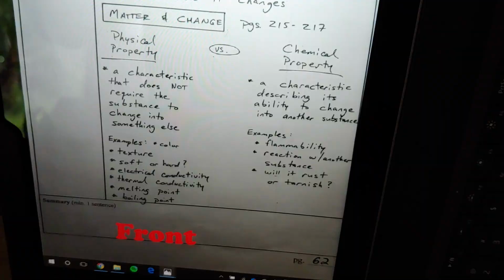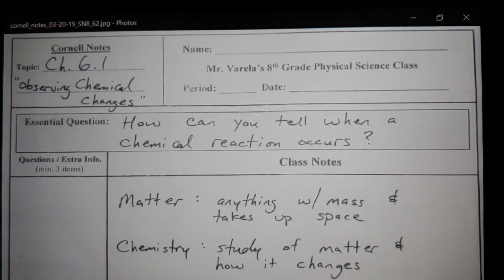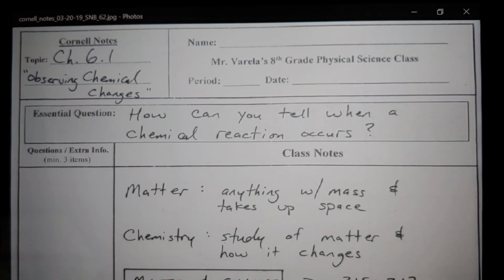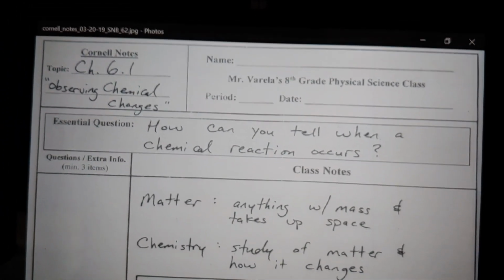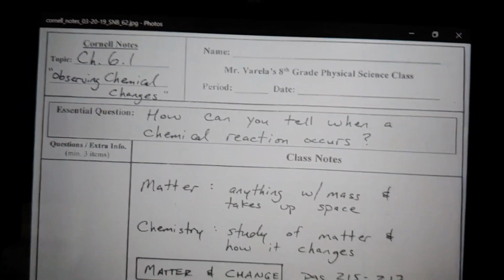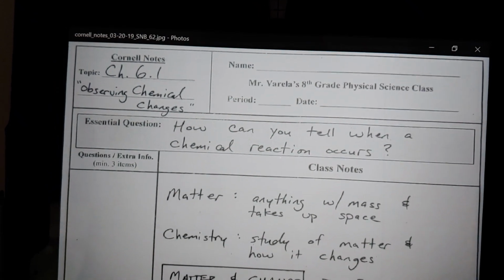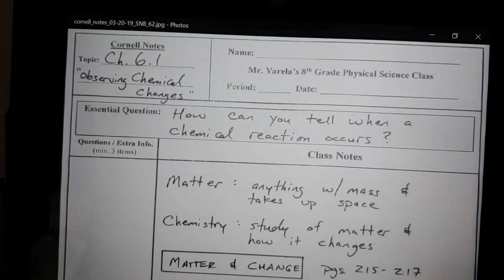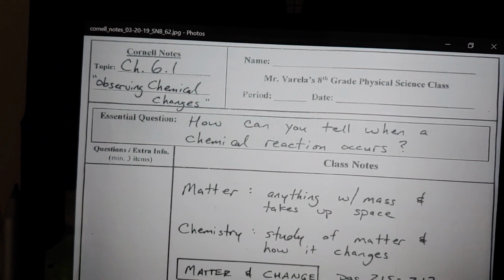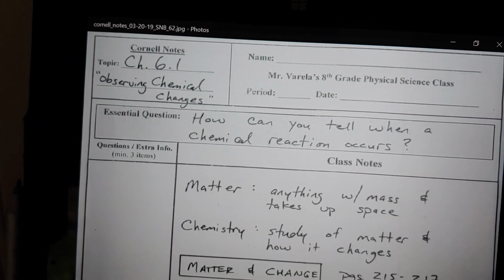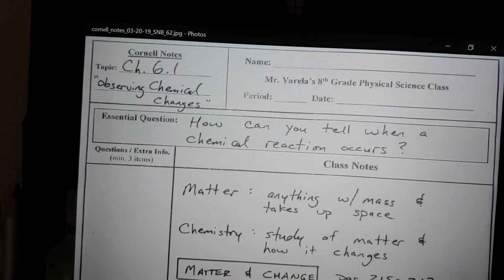Okay, so let's begin. The EQ is, how can you tell when a chemical reaction occurs? What we're going to learn is that every time something changes, it's not always a chemical reaction. For example, if you have ice, which is basically solid water, and it melts into liquid water, that is not a chemical reaction because it's still water. It went from being solid ice to a liquid, which is what we drink. But then that liquid could be frozen back into an ice cube, and it could go back and forth.